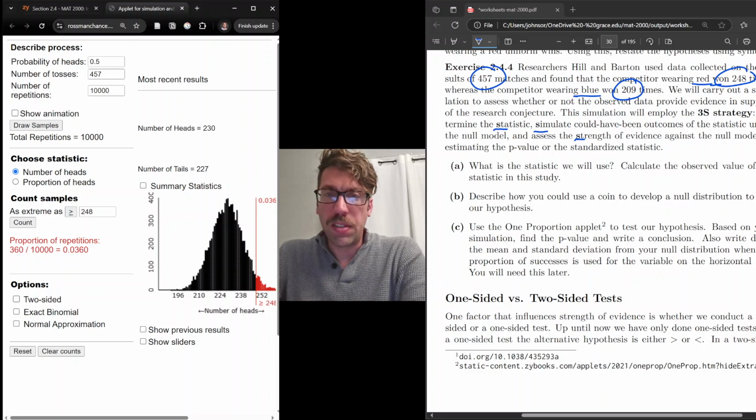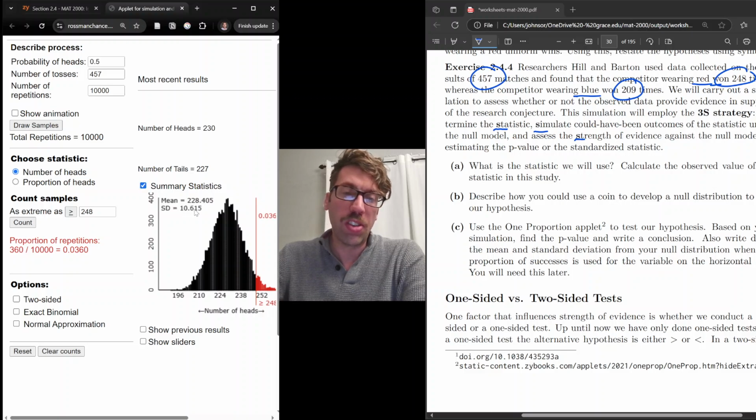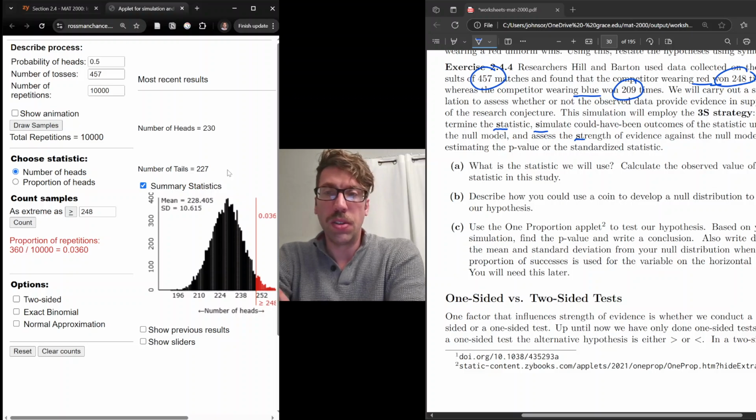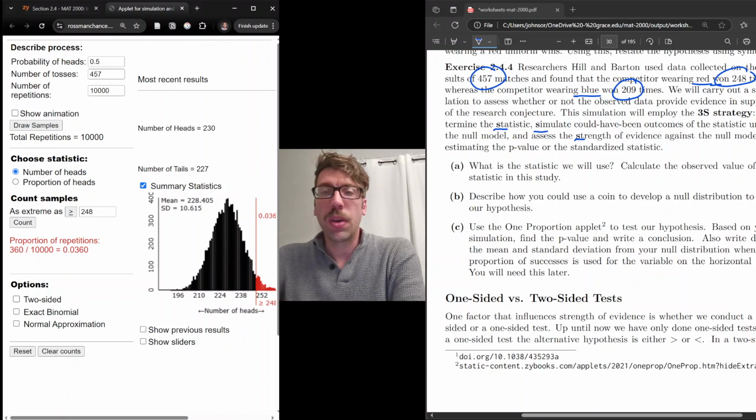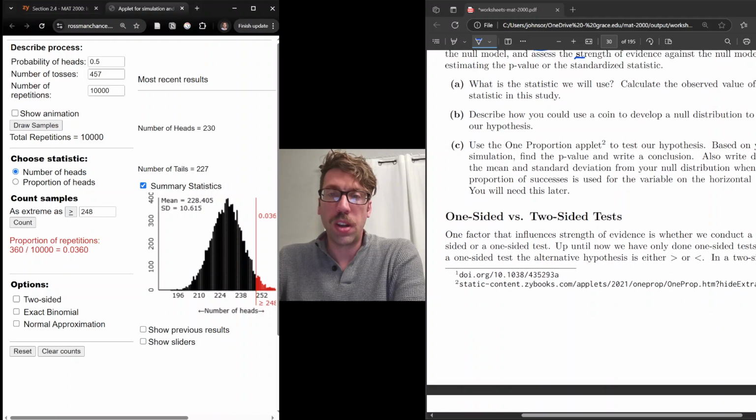Also write down the mean and standard deviation from your null distribution and the proportion. So summary statistics gives me the mean and standard deviation of the null distribution. So the proportion is used. You'll need this later. All right, we'll need those later, so write those down. Okay, so one-sided versus two-sided tests.